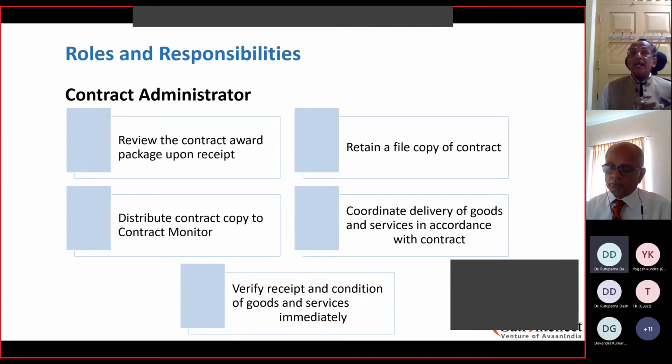Then he has to coordinate delivery of goods and services in accordance with the contract. And lastly, verify receipt and condition of goods and services immediately. So you can see the contract administrator has enormous responsibility. He's the one who has to run the show. So his eyes and ears have to be everywhere, and he has to be organized, set the operating standards and ensure they are working according to these standards.